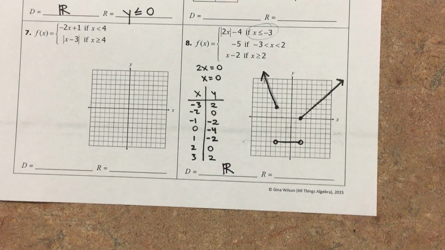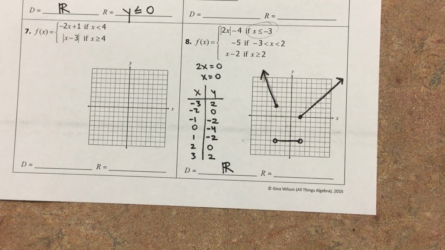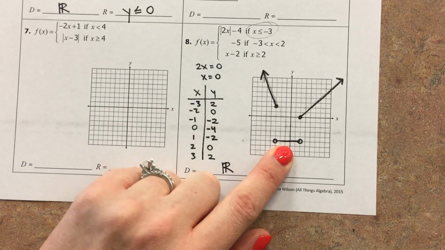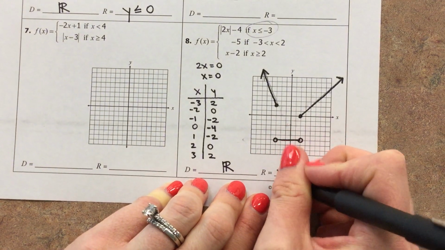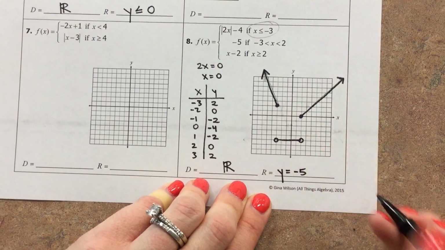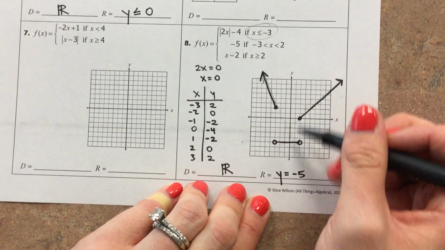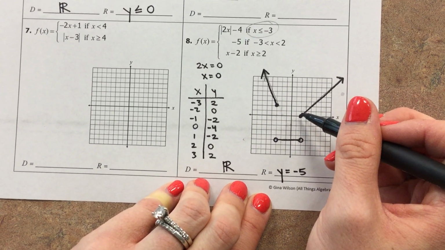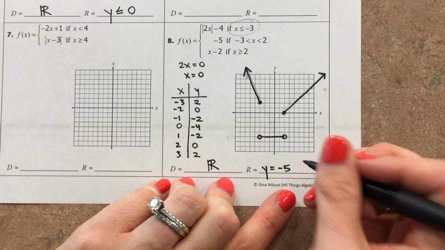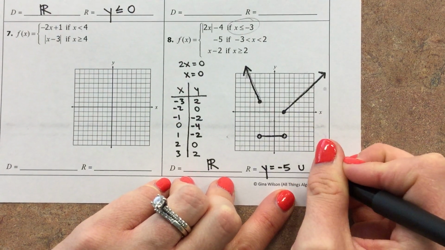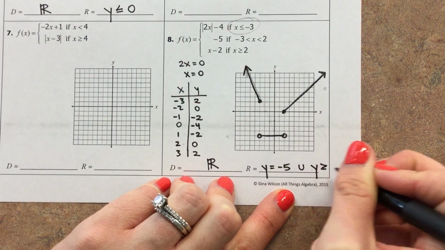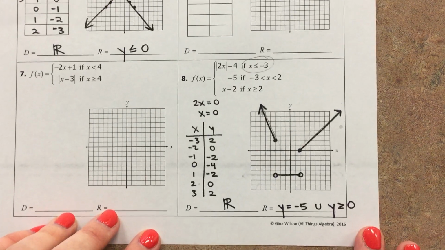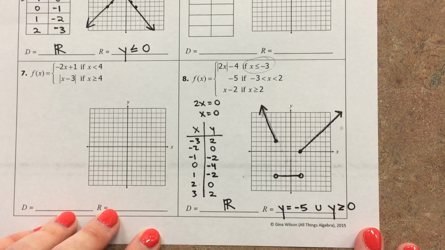And then the range is just the y values. So if we look at the y values, remember you look for highs, lows, gaps. So it hits this value right here, like it hits just the -5. But then there's a big gap and it doesn't hit another y value again until it gets here, which is a y value of 0. But then from there it goes up forever. So it hits -5 and then it jumps up to everything greater than or equal to 0. So that's what it looks like when you incorporate absolute value into a piecewise function.